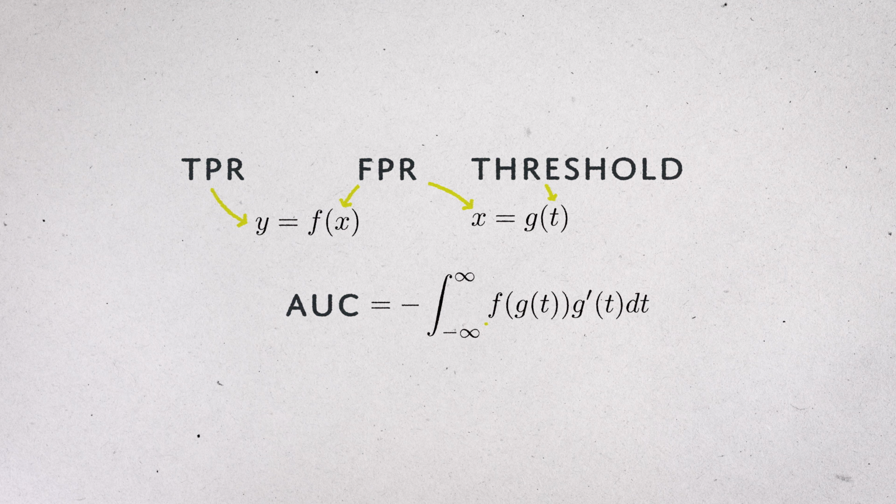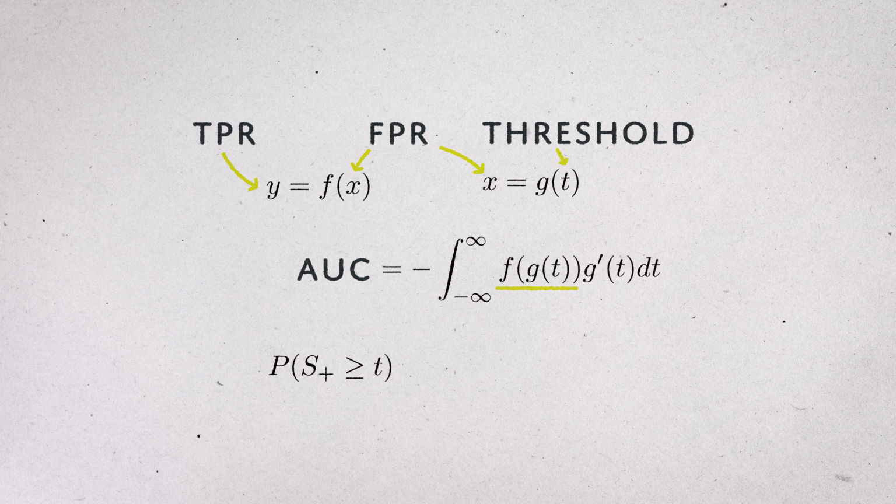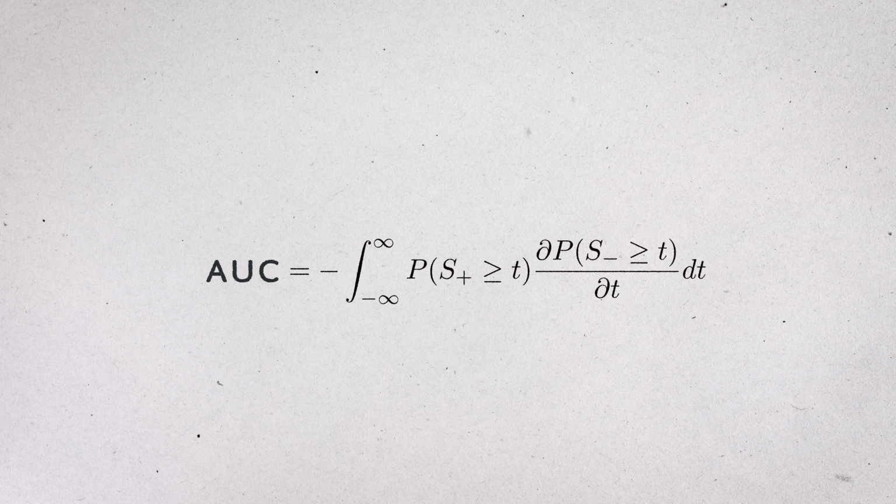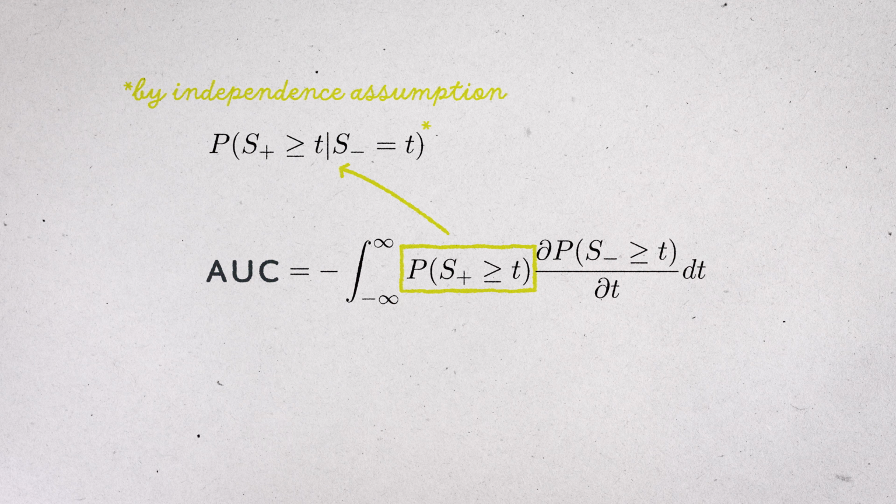After the change of variables, f of g of t is just the positive recall at threshold t, which is the same thing as the probability that a randomly chosen positive instance has a score greater than or equal to t. Similarly, g of t is 1 minus the negative recall at threshold t, which is the same thing as the probability that a randomly chosen negative instance has a score greater than or equal to t. Substituting these into the integral, we have this, and at this point it helps to think about the integrand in two pieces. Focusing on the first piece, notice that we can trivially condition on s minus equals t without changing anything, and this term is equal to the probability that s plus is greater than or equal to s minus, given that s minus equals t.